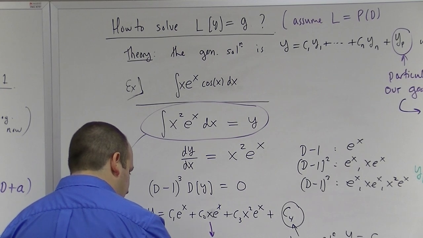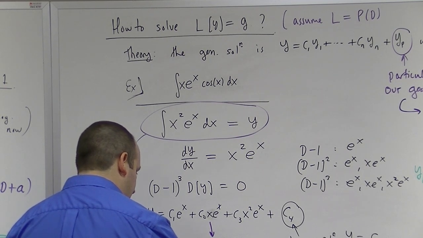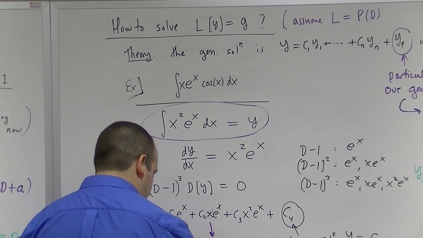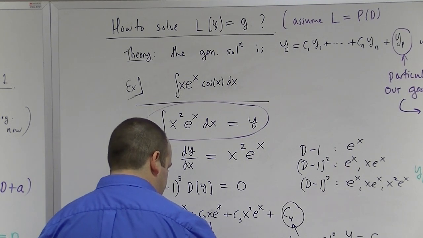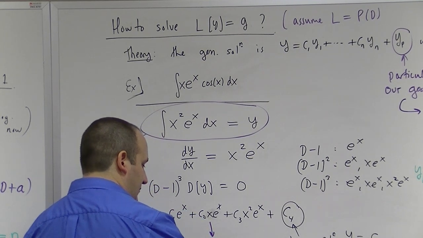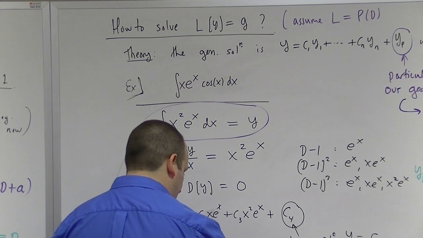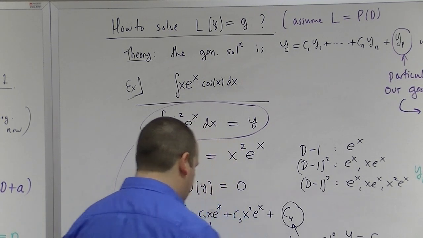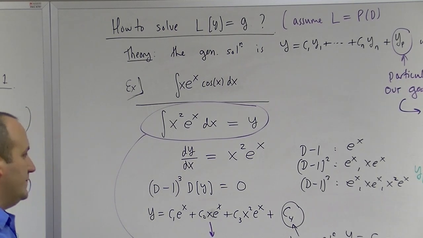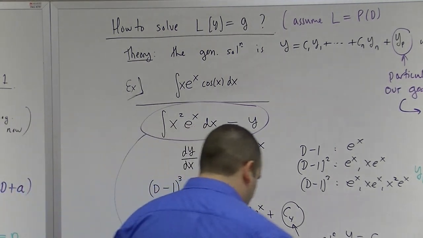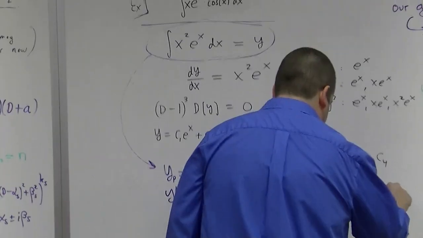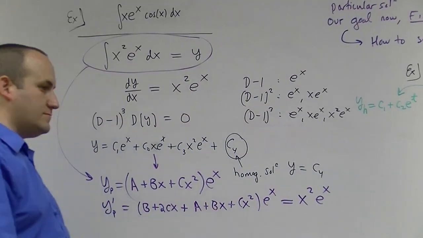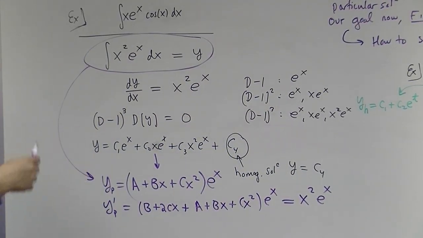So what do I do? I differentiate. What's y prime? Well, it's the thing in parentheses differentiated, which is b plus 2cx, and then plus the derivative of e to the x times that again, which means I just add it again. And I'm leaving e to the x out there. And all of that's got to be equal to what? x squared e to the x. And then just group terms.